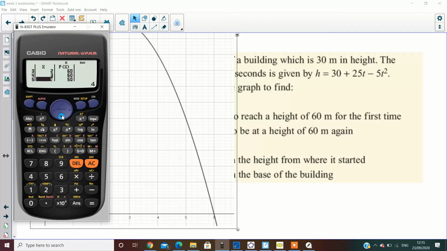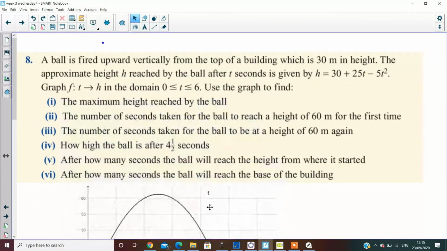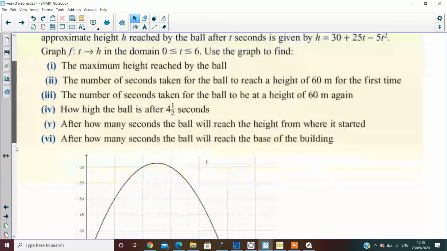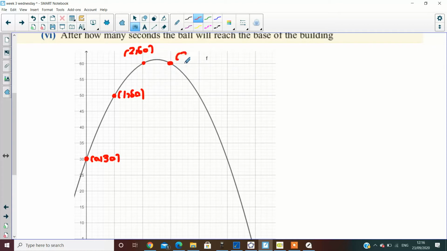Is that okay? Now, let's have a look here. Okay, so your first point is what? 0, 30, which is here, yeah. Next one. 150, yeah. Now, 260 and 360. That means the maximum point happened in between.